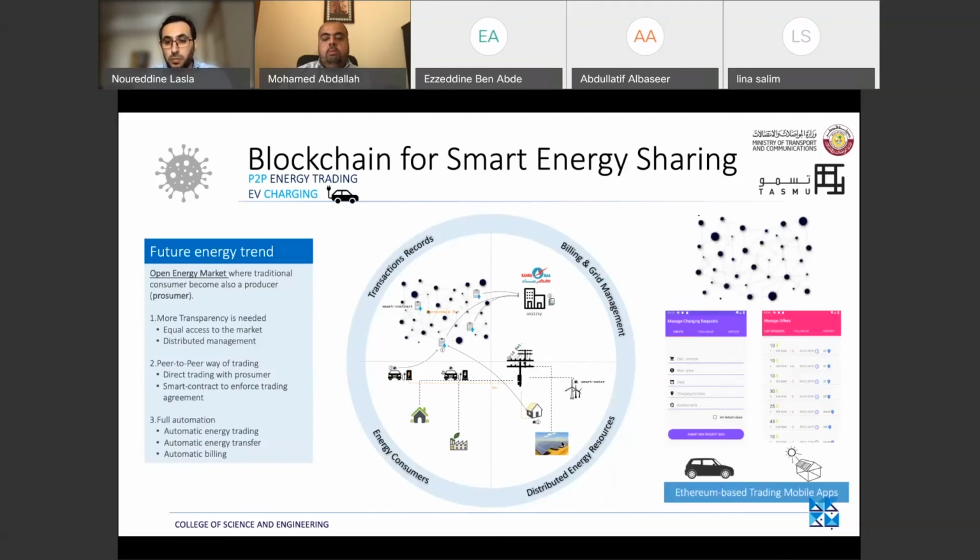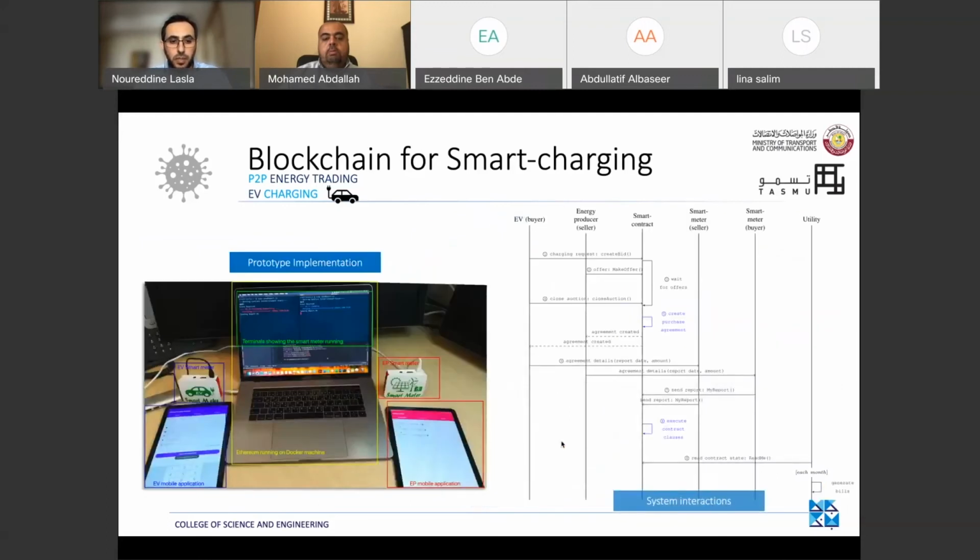We have also developed two mobile applications mainly to facilitate the interaction of the users with the blockchain, or the trading platform. So this is the prototype that we have developed. In the left picture, we have two mobile applications, one for the energy providers and one for the energy consumers. And we have two smart meters that are also connected to the trading platform, the blockchain, and their main purpose is to verify whether the physical transfer of the electricity has happened exactly as it was agreed logically in the trading platform.